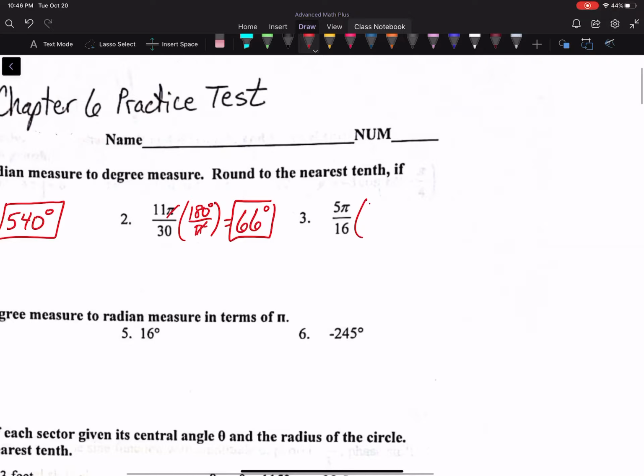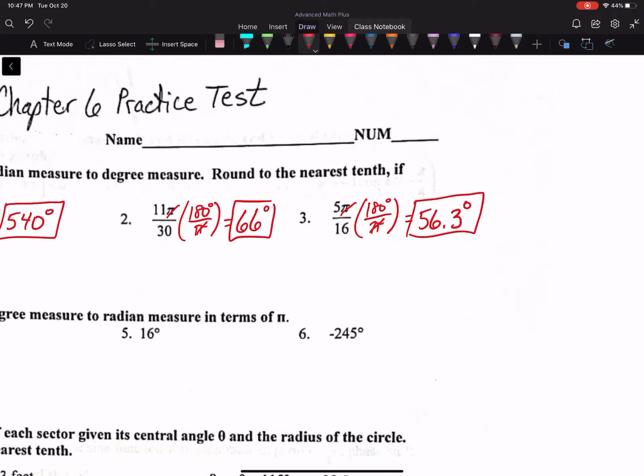And last but not least, 180 degrees over pi. Multiply that out. The pi's cancel. And you get 56.25 degrees. But it says round to the nearest tenth. So we're going to say 56.3 degrees. And that's all there is to those.